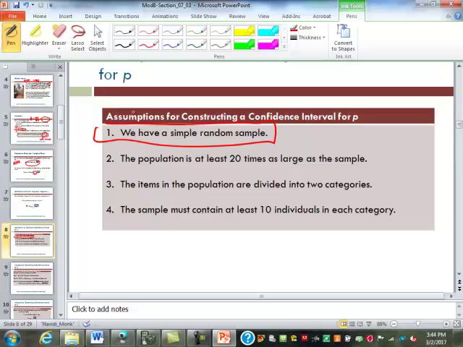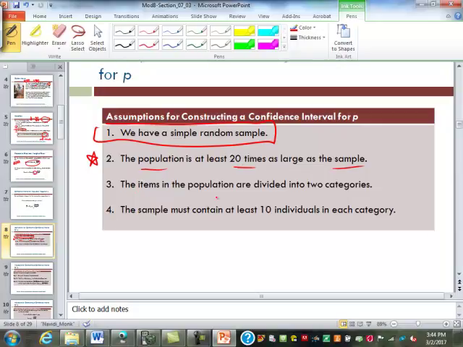Here's an extra qualification that wasn't there for population means. The population must be at least 20 times the sample size. So if there's 100 members of the population and we take a sample of 10, not only is that a small sample, but the population is only 10 times the sample size. We cannot do a confidence interval then.